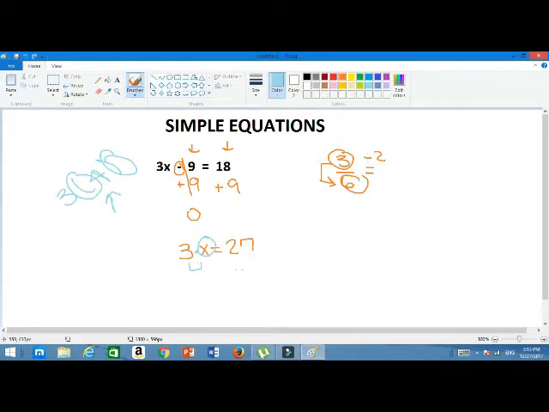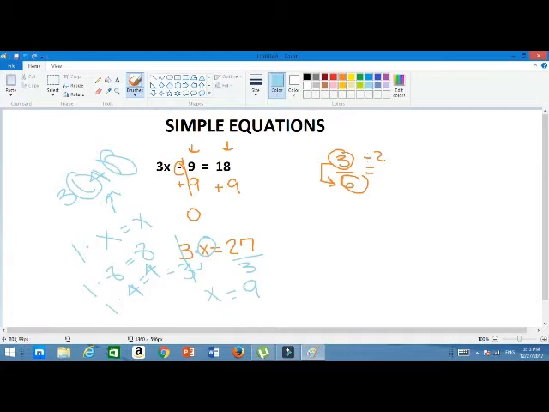Since it's multiplication, you want to do division, so you're going to divide this 3 by a 3 to make it 1. So you're left with 1 times x, and you can just write x, because 1 times x equals x, just like 1 times 8 equals 8 and 1 times 4 equals 4. So again, whatever you do to one side, you do to the other. So we're going to divide the 27 by 3, which would equal x equals 9.